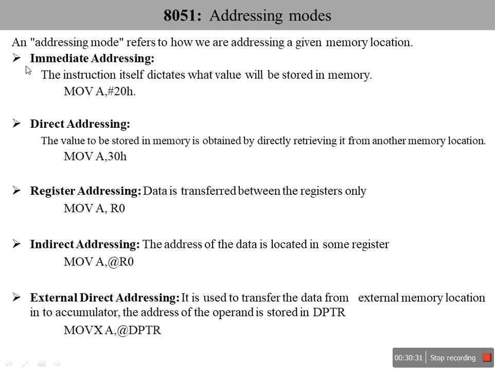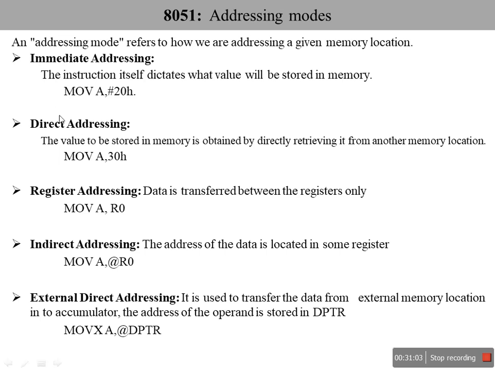The first addressing mode with 8051 is immediate addressing mode. The instruction itself dictates the value, what value will be stored in the memory. Here a typical instruction is MOV A, #20. This is a typical instruction in which I am giving a data, #20. The data of this instruction is available with the instruction itself. That is why it is called immediate addressing mode.